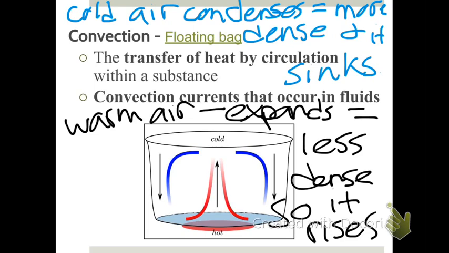you know that warm air expands, so it's less dense and it rises. Cold air condenses, making it more dense, therefore it sinks. And again, I always think of the example of if you're cold, you cuddle. If you're hot, you spread out.